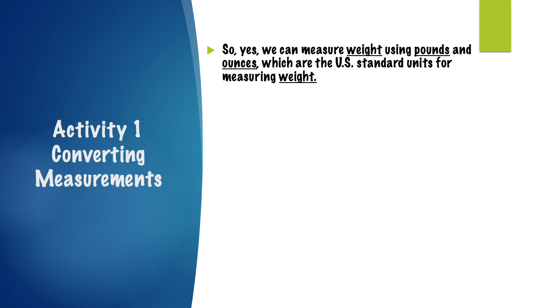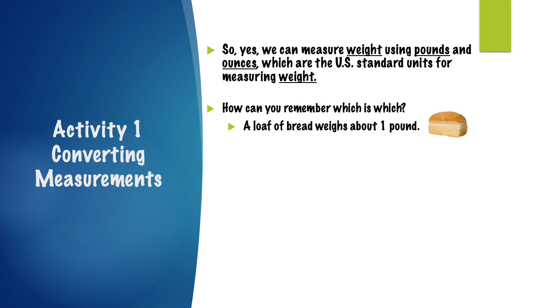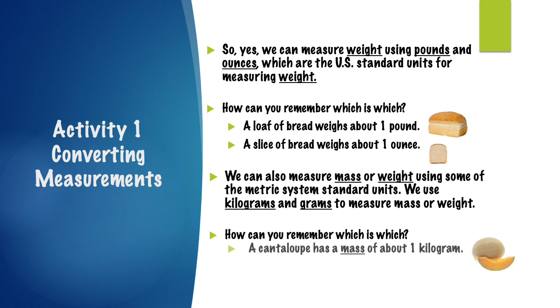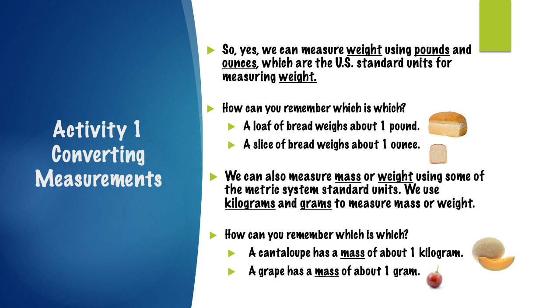So yes, we can measure weight using pounds and ounces, which are the U.S. standard units for measuring weight. But how could you remember which is which? Well, a loaf of bread weighs about a pound, and a slice of bread weighs about 1 ounce. We can also measure mass or weight using some of the metric system standard units. We use kilograms and grams to measure mass or weight. How can you remember which is which? Well, a cantaloupe has a mass of about 1 kilogram, and a grape has a mass of about 1 gram.